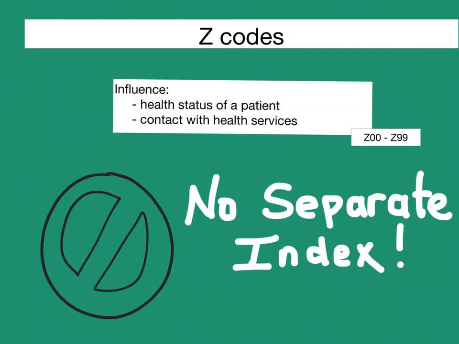Now let's switch gears and discuss Z codes. Z codes are assigned for factors that may influence the health status of a patient and or contact with health services. They include codes Z00 through Z99. Z codes represent reasons for encounters, and a corresponding procedure code must accompany a Z code if a procedure is performed. Z codes have no separate index like the external cause codes that we just talked about.